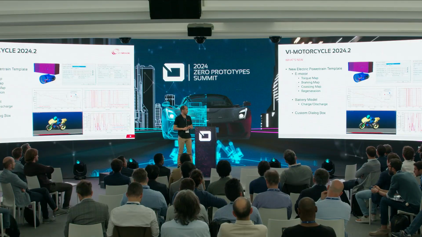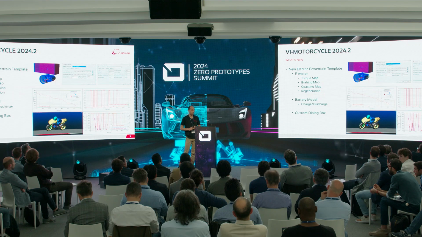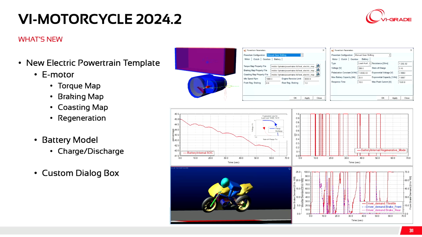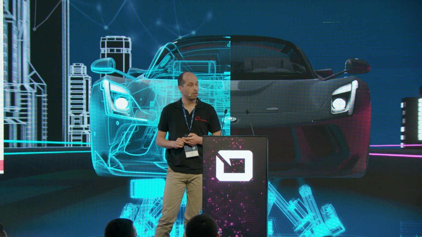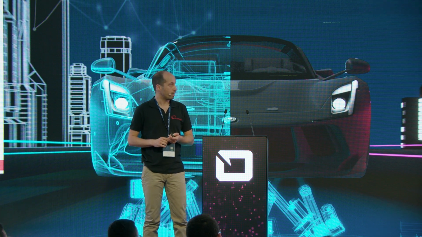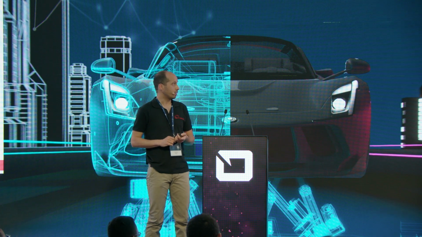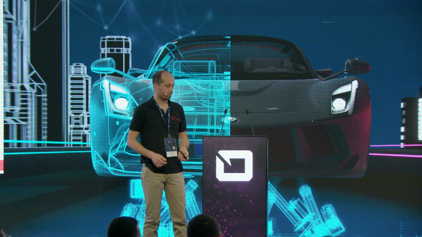We've added an electric template in VI Motorcycle that allows you to model an electric motor. So we have the torque map, braking map, coasting map, and a battery model with differential equations written inside the template that simulates the charge and discharge of the battery. The template is provided with a custom dialog box that allows you to set and tune parameters for the electric motor and for the battery.